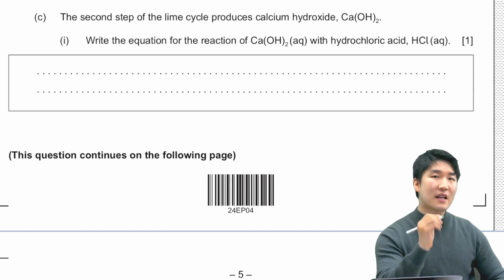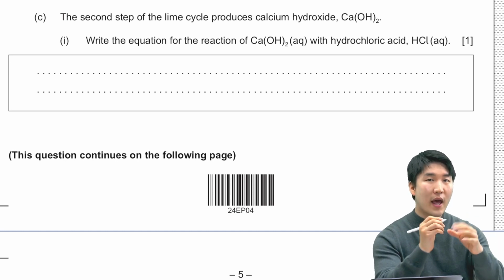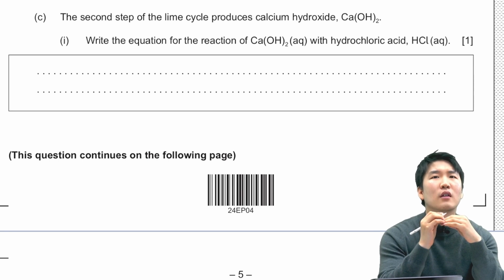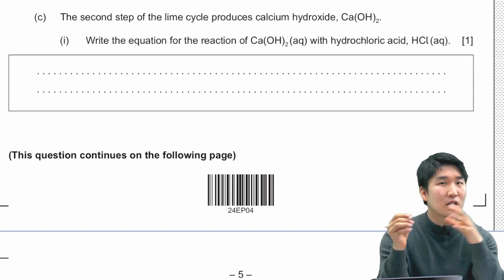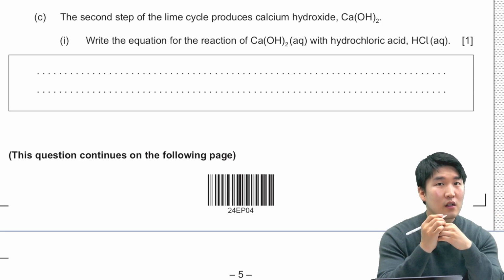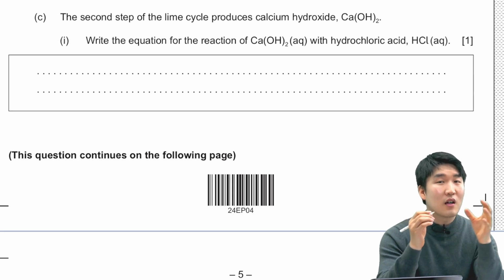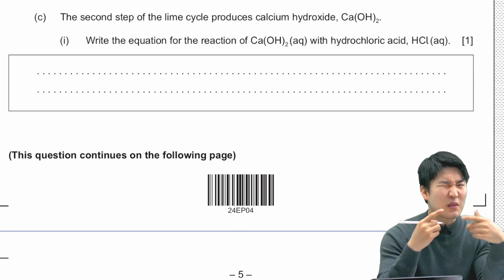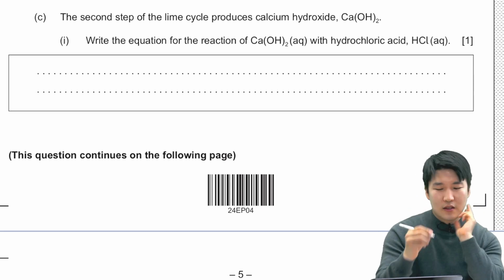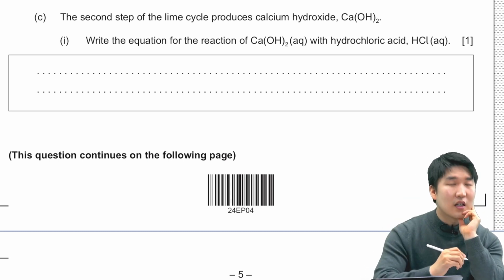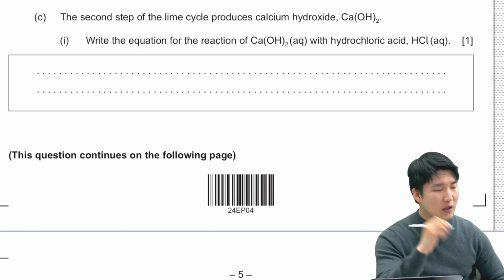We're now going to move to the second step of the limestone cycle, where calcium hydroxide is produced. And calcium hydroxide would react with hydrochloric acid to produce something. Write the equation for the reaction of calcium hydroxide with hydrochloric acid. Well, it's going to be base, calcium hydroxide, specifically alkaline, because it's a soluble base, reacting with our acid. So acid-base reaction, neutralization reaction. Therefore, that something is going to be a salt and water.